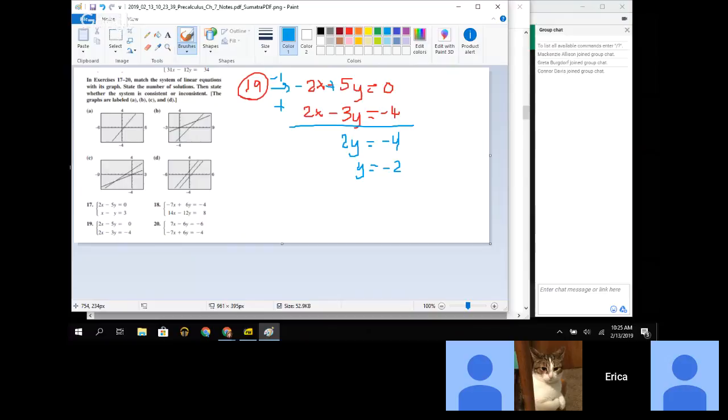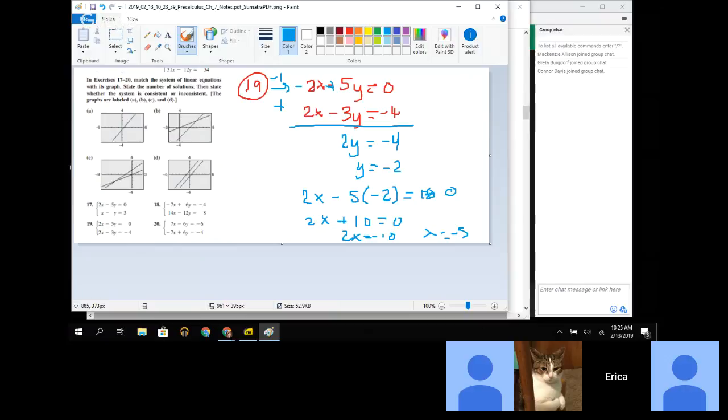So then to figure out x, I do 2x minus 5 times y, which is negative 2, equals 0. So 2x plus 10 equals, sorry, I was thinking in my head the answer is 0. So 2x equals negative 10, or x equals negative 5.